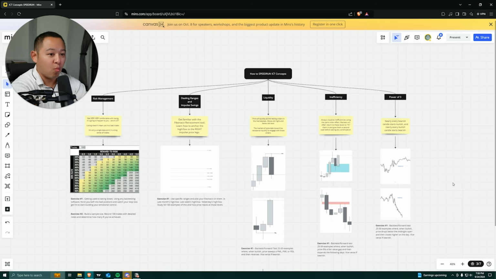All right, focus on what is most important to you in that current moment. For me, risk management was awful, and I kind of understood everything else. So I really needed to hone in and focus on risk management because that was really holding me back for quite a long time. And then I started moving on and honing in on all these other aspects of ICT concepts.